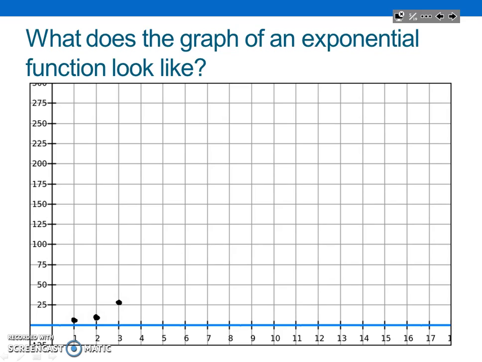So 81, halfway between 1 and 75, probably closer to 75. Put our day right there. Day 5, we had 243. So day 5 is going to jump way up here to right underneath my 250. And then on day 6, I can't remember what I had, 729 on day 6, that's completely off our graph.